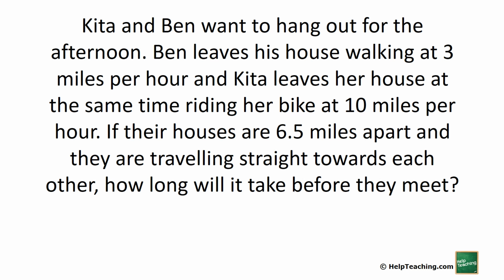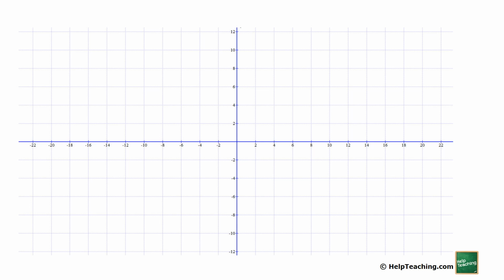Let's look at a word problem. Keita and Ben want to hang out for the afternoon. Ben leaves his house walking at 3 miles per hour, and Keita leaves her house at the same time riding her bike at 10 miles per hour. If their houses are 6.5 miles apart and they are traveling straight towards each other, how long will it take before they meet? So the first thing we have to do is create equations.